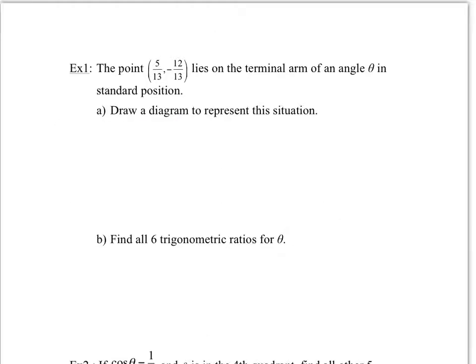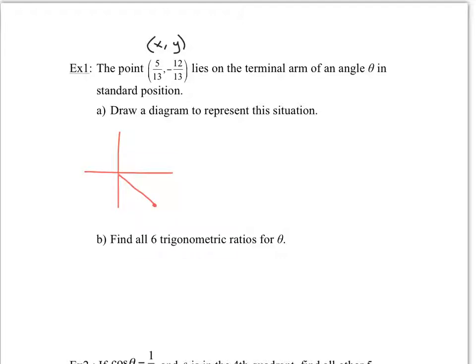Alright, in this first example, we have a point 5 over 13, comma negative 12 over 13. So again, these are your x and y values. And this point lies on the terminal arm of an angle in standard position. An angle in standard position, as we've seen before, is an angle starting from the x-axis, and if you look at it, the x is positive and the y is negative, so it lies in the fourth quadrant. So we'd have a terminal arm here. This would be our point.